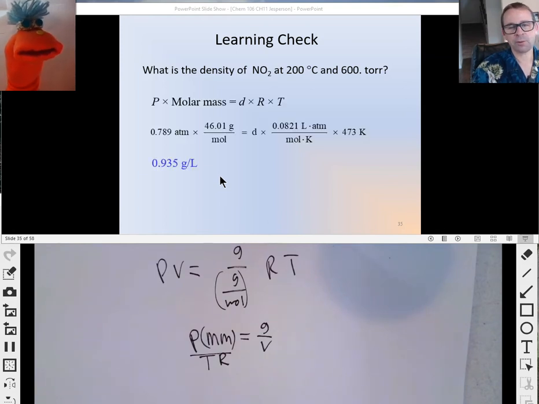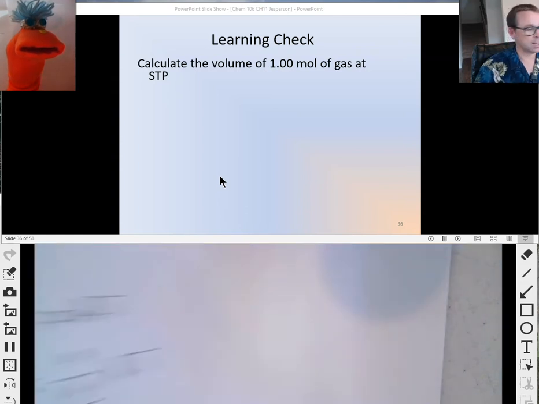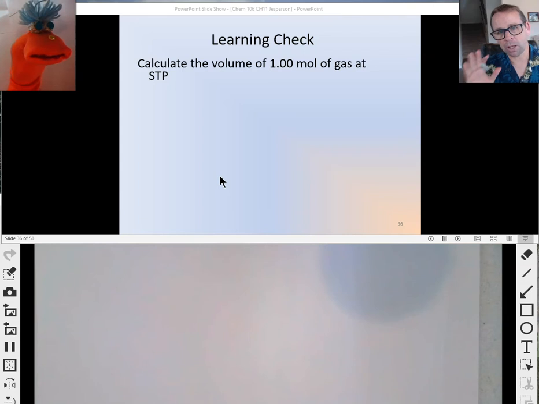All right, 0.935 grams per liter is the answer. Hopefully you worked through that one and got it right. Okay. So we can calculate the volume of 1 mole of gas at STP. We already know what it is. Do you know what the answer to that is? It was 22.4, right? That's right. 1 mole of gas has a volume of 22.4 liters.